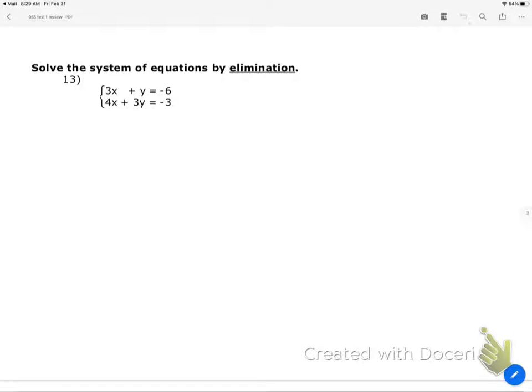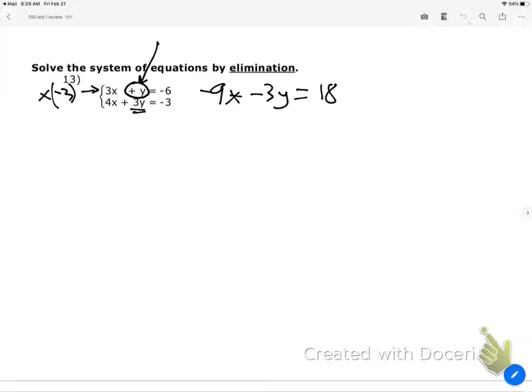Okay, so now we're going to solve it by elimination. So to me, it looks like the letter y is probably the easier letter to get rid of. Okay, remember, if I've got a 3y, I want a -3y here to cancel it, okay? So how do I make this into a -3y? I multiply by -3, okay? So here's the first equation, the top one, multiplied by -3. That's -9x, -3y equals +18, because -6 times -3 is +18.